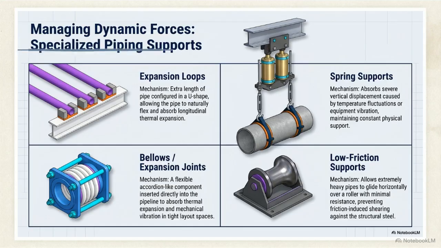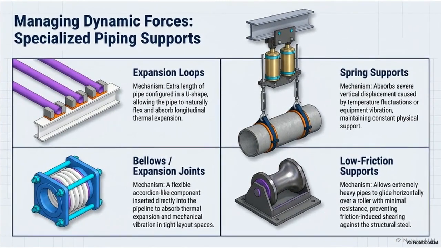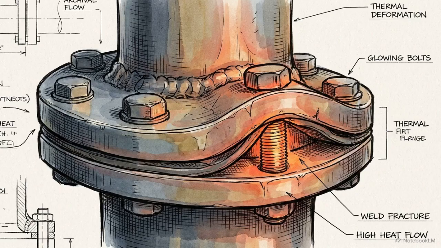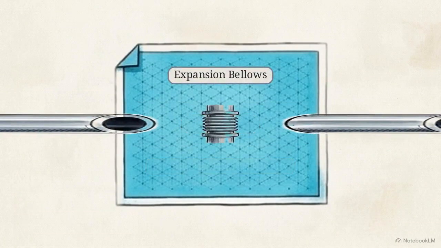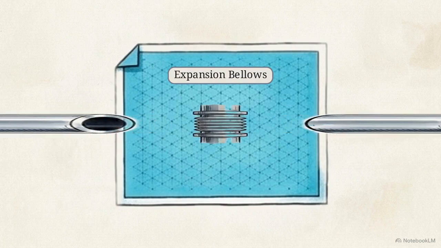This 4-panel graphic shows how engineers manage dangerous forces by installing mechanical supports that allow steel to move safely. In the top examples, extra pipe length forms a U-shaped loop absorbing heat movement, while heavy-duty spring supports soak up severe vibrations. You cannot stop steel from expanding when it gets hot. By anticipating the physics and designing flexibility directly into the system, engineers keep those high-pressure lines from rupturing.